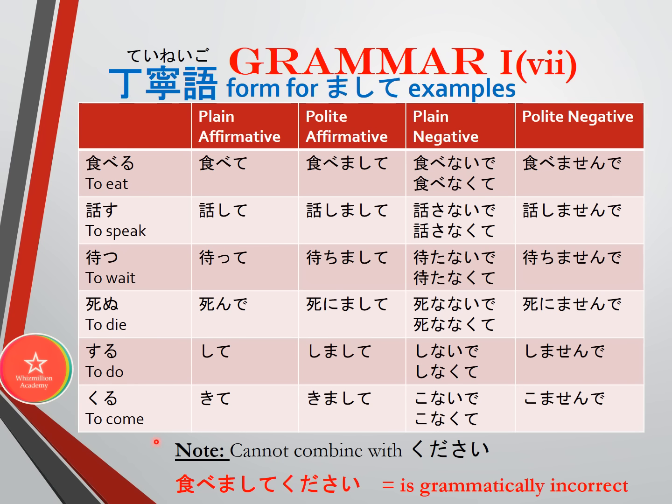Kuru. Kuru is a group 3 verb. The te form is kite. The polite te form is kimashite. The negative form is konaide, konakute. The polite negative form is komasende.